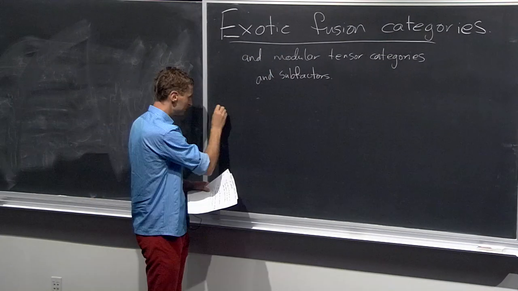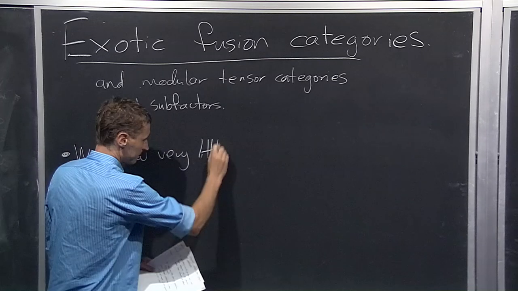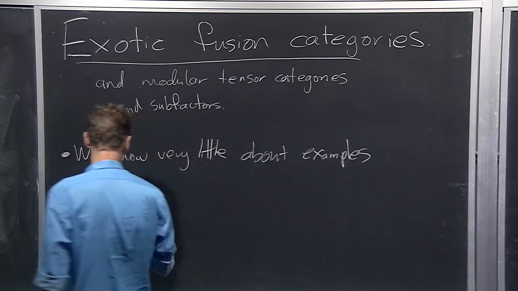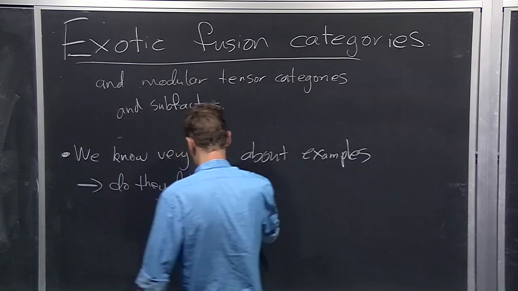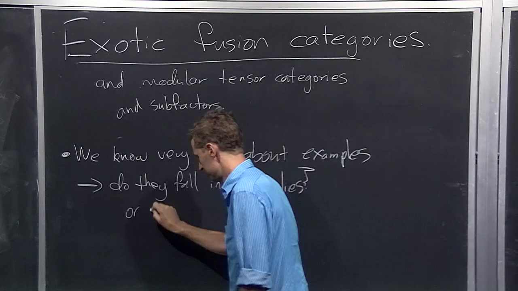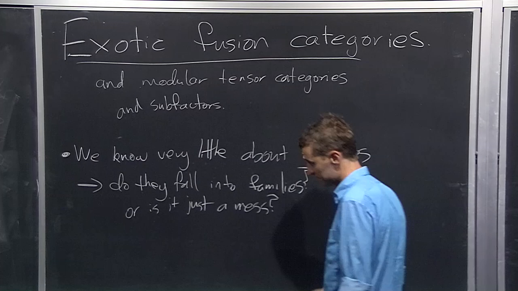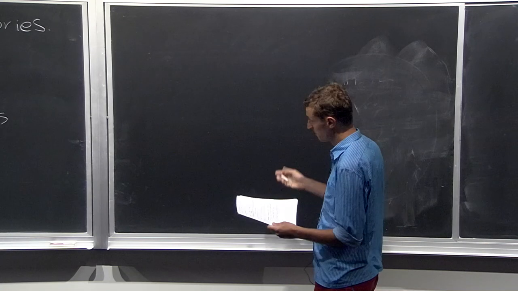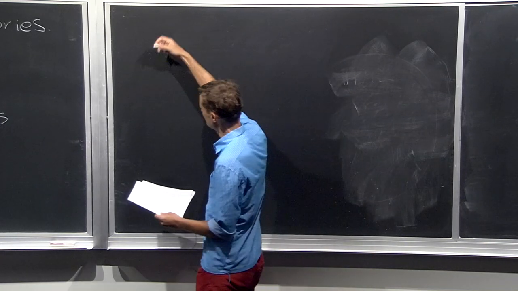So we know very little about examples. And the sort of question that we can start trying to think about is, do they fall into families? Or is it just a mess? And we haven't really got very far yet, so I think that it's not possible to give good answers. But let me make a claim. It's not a theorem, but here we go.